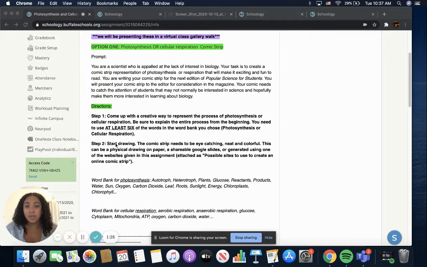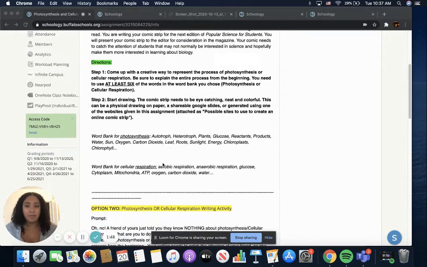Then you could start drawing. It needs to be eye-catching, neat, and colorful. This could be a physical drawing on paper, so you could take a picture after you're done. It could be a shareable Google Slides or generated using one of the websites that we will talk about.